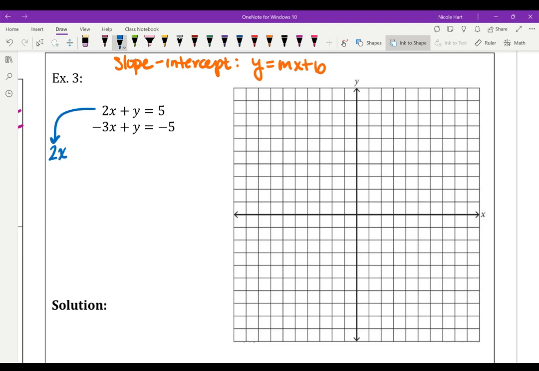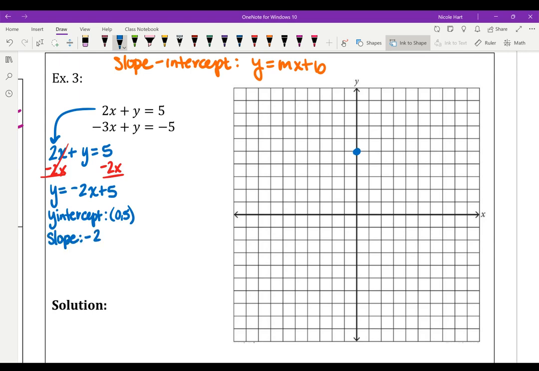So I have 2x plus y equals 5. To get the y by itself, I'm going to subtract the 2x on both sides. And we are left with y equals, which is our goal, to get y equals, and then negative 2x plus 5. So based off of that equation, my y-intercept is 5, which occurs at (0, 5). So I'm going to plot that point first. (0, 5), 1, 2, 3, 4, 5. Here we go.